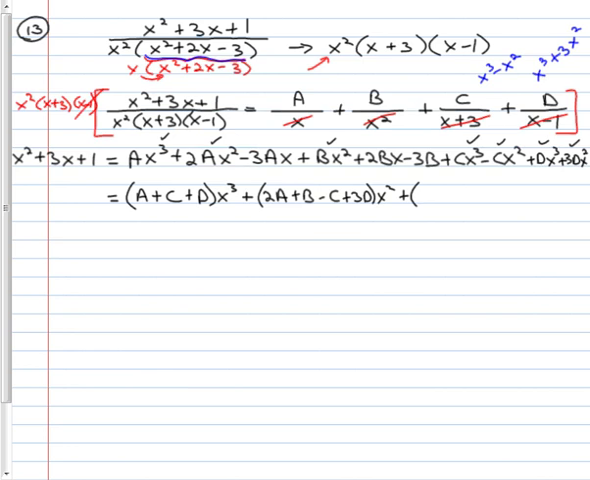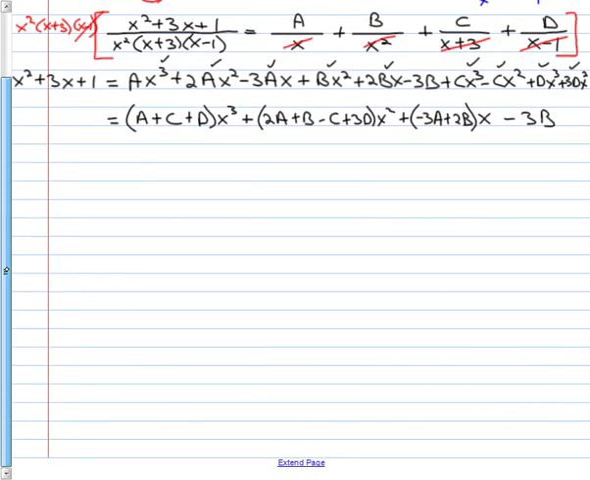X terms, negative 3a plus 2b. Oh, that's it for my x terms, isn't it? And constants, are there any left? Minus 3b. Now here is what they mean. Write the equations that arise but don't solve. Here are the equations that arise. This is the answer. A plus C plus D equals what number? 1.